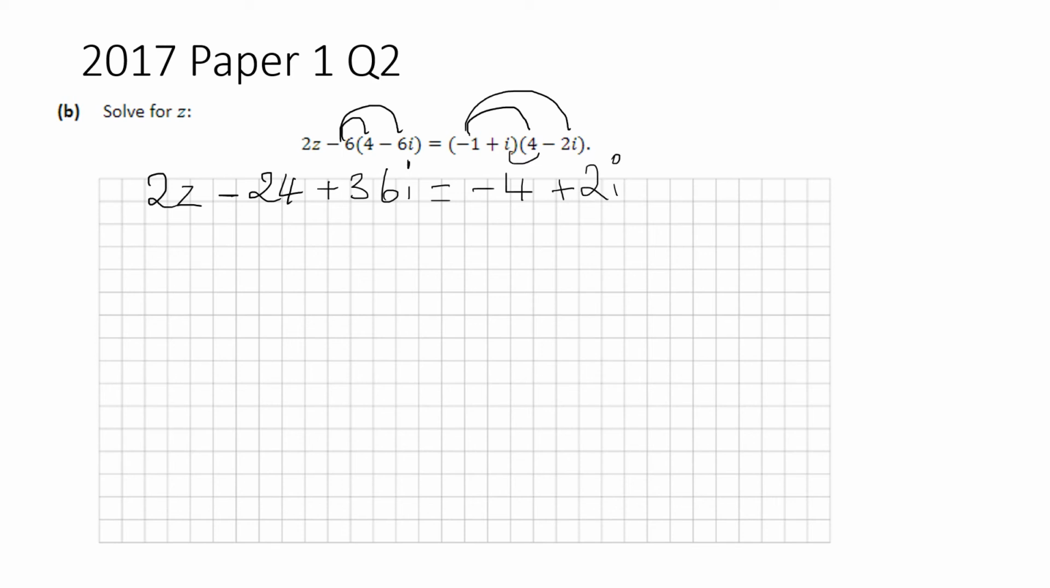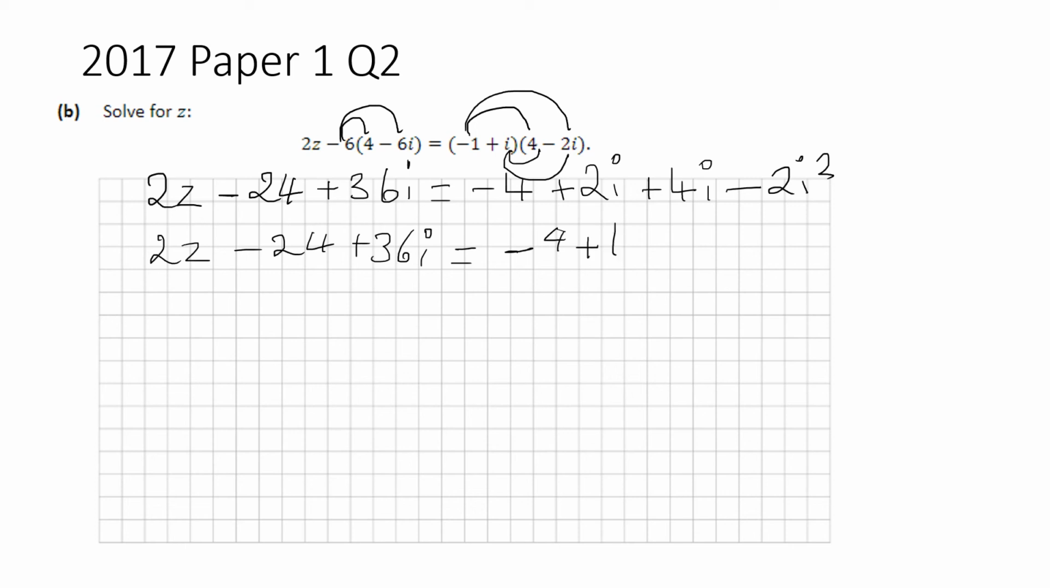Then I do i by 4, which is plus 4i, and then I do i by minus 2i, which is minus 2i squared. So I'm just going to try and see what I can simplify on the left hand side. So far nothing are like terms, so I can't simplify anything. And on the right hand side, I can see that I've got a minus 4, and then I have plus 2i and plus 4i, which is plus 6i.